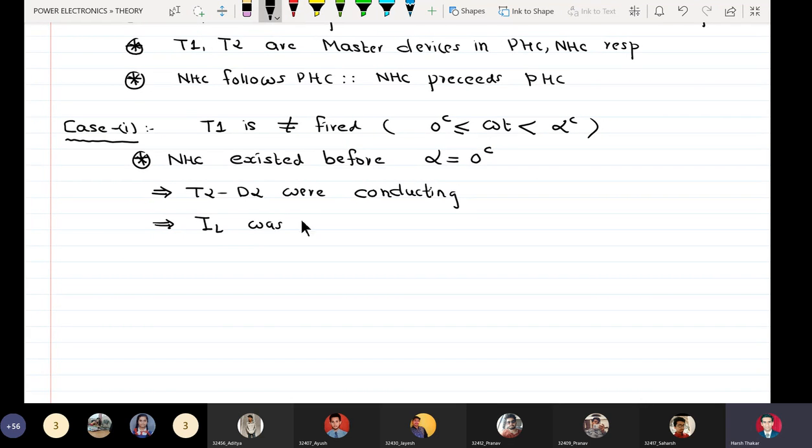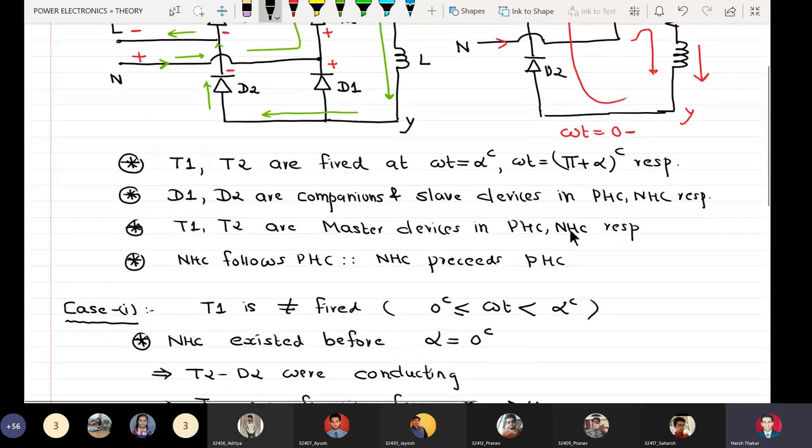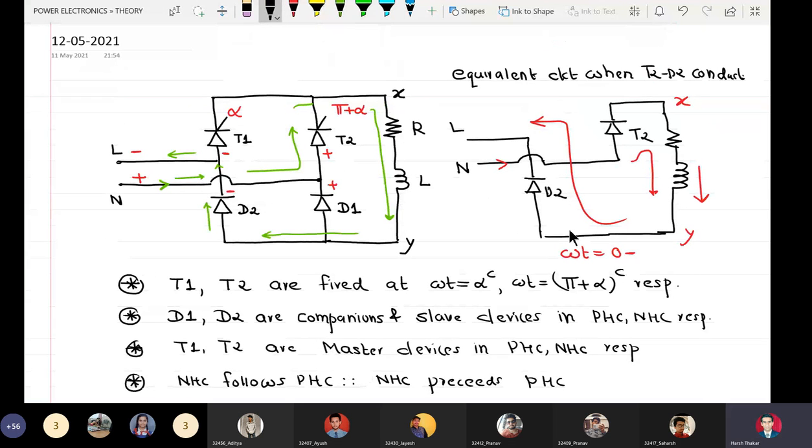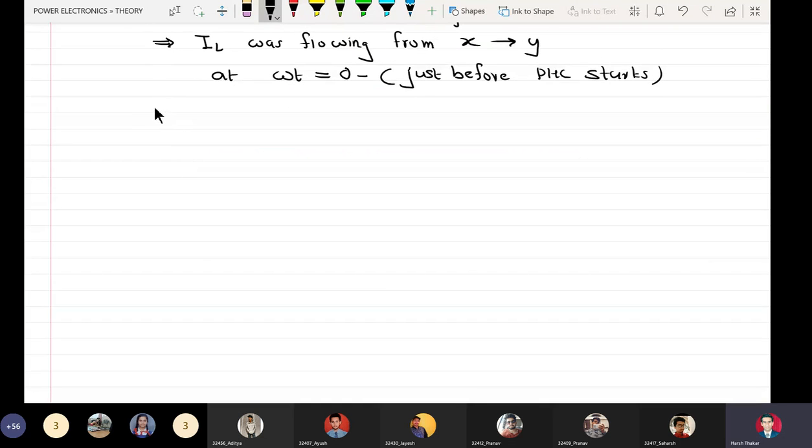IL was flowing from X to Y at omega t equal to 0 minus, that is, just before the PHC starts. Okay, so now students, see what is happening. This is very difficult to understand, so please pay attention.